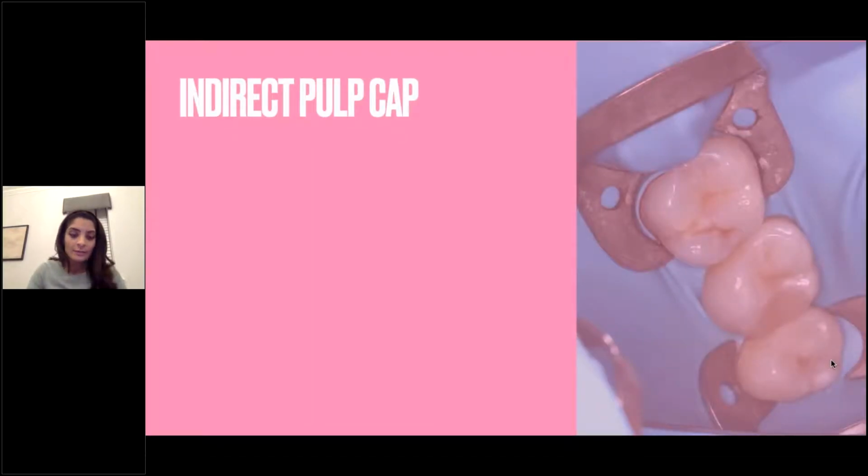So let's talk about indirect pulp capping and how we do it. Getting more onto the juicy stuff of how we actually do this procedure. The first thing we do is place a rubber dam. It's really important whenever we're working in close proximity to the pulp that we put a rubber dam on.